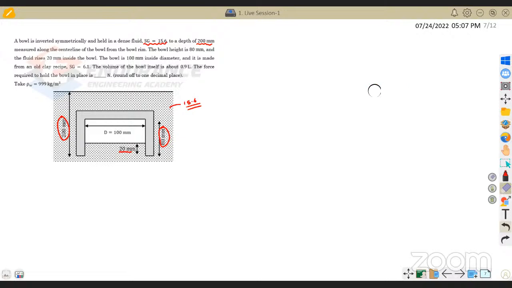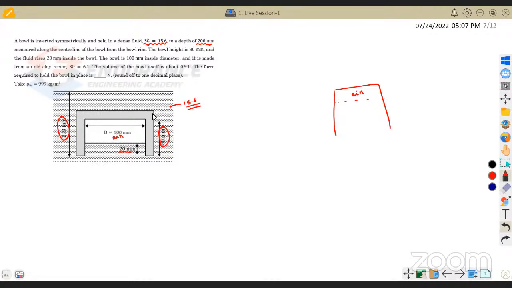If suppose this is my bowl, the water will reach only to some point. The balance part of the bowl will be filled with air. The same thing is happening here. This white color part is the air, and only 20 mm depth is filled with water. Okay. So now the bowl inside diameter is 100 mm and it is made of old clay recipe.